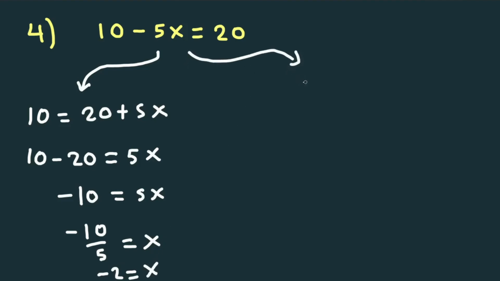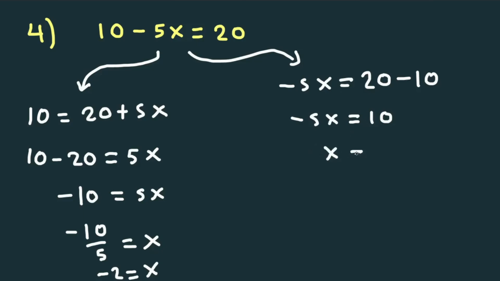And the other way is to leave minus 5x on the left hand side and take the 10 to the other side. So I have 20 minus 10, so minus 5x equals 10. Divide both sides by minus 5. So x equals 10 divided by minus 5, and x equals minus 2. So I can choose either of the two ways to solve this equation.